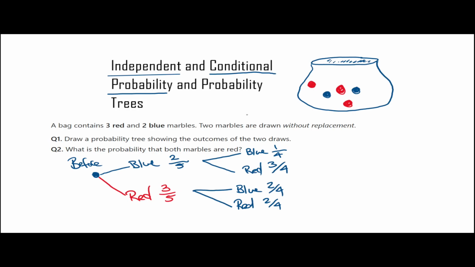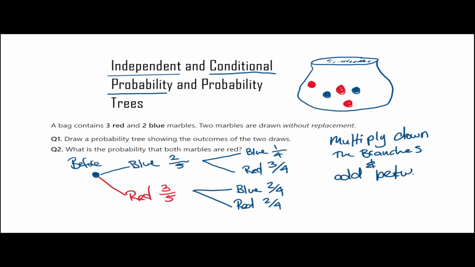Okay, what is the probability that both marbles are red? Well, the rule is we multiply down the branches and add between branches. You'll see what I mean in a second.